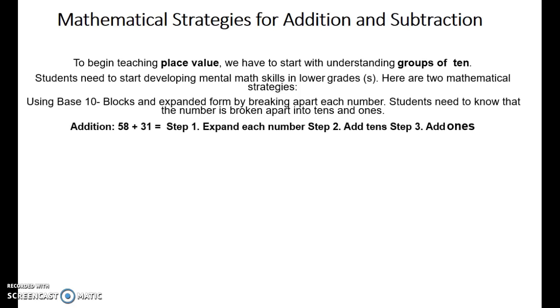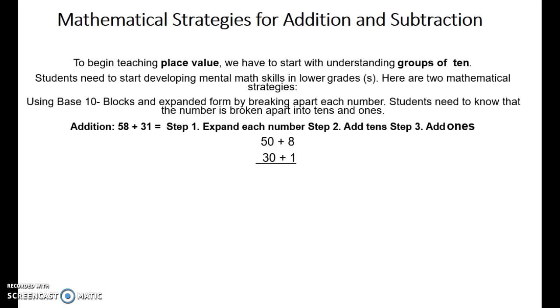So here's an addition problem. 58 plus 31. Step 1, you want to expand the number. Step 2, add tens. Step 3, add ones, and then continue to solve. 50 plus 8. Notice here that I have expanded the number 58. I want students to recognize that 0 and know that the base 10 blocks represent the tens place, and that this is what the 0 represents, the tens place, to get them familiar with it, knowing where it goes.